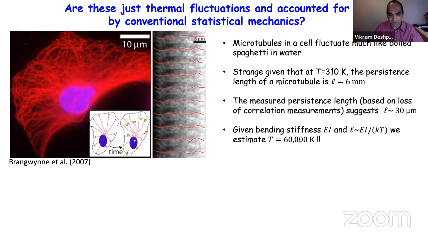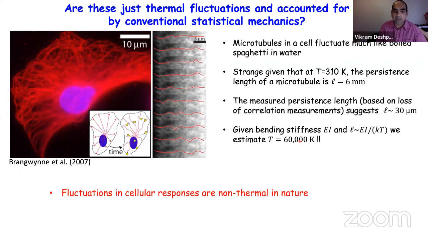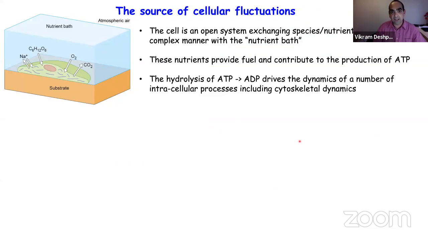Now that's obviously absurd, which is basically telling you that this is a non-thermal fluctuation that is happening inside the cell. So each filament, every element inside the cell, is undergoing this non-thermal fluctuation, which then propagates into cell-level non-thermal fluctuations. So you can't really account for all this by conventional statistical mechanics. So what is the source of these fluctuations?